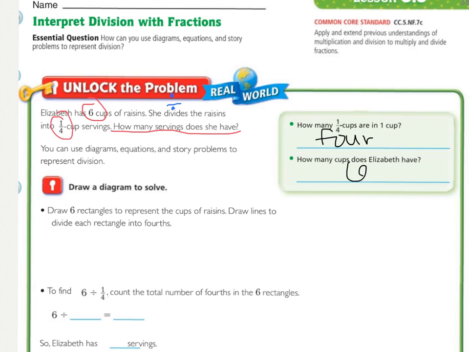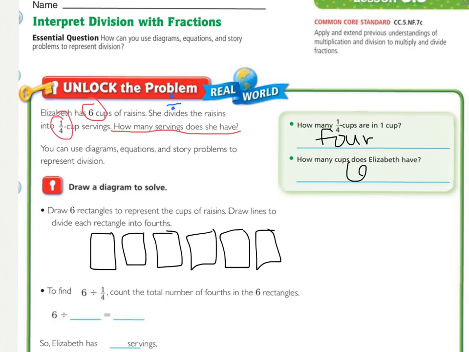So the first one we're going to do is we're going to draw a diagram to solve. So we're going to draw 6 rectangles to represent the cups. Okay, 1, 2, 3, 4, 5, 6. And then we're going to divide each of these rectangles into fourths. Now I made them tall just to kind of represent the cups. You could have made them lengthwise more horizontal. And then divide them into fourths. Alright, so then I divided them horizontally. Now they're not perfect, but it's a diagram, it's just a sketch.